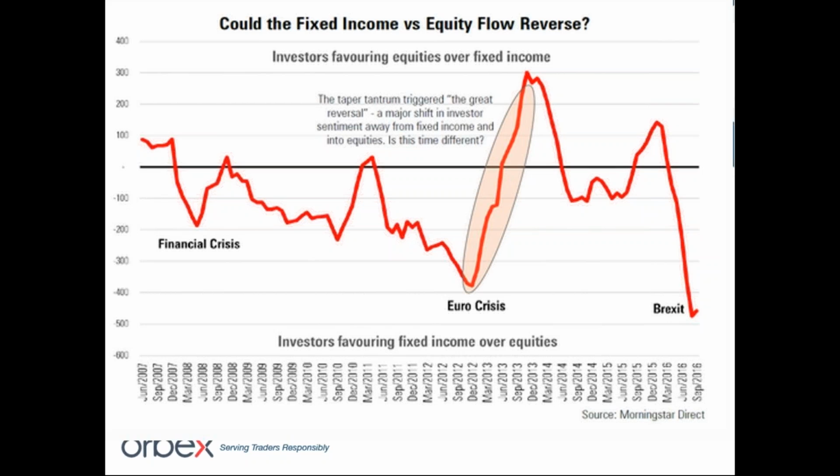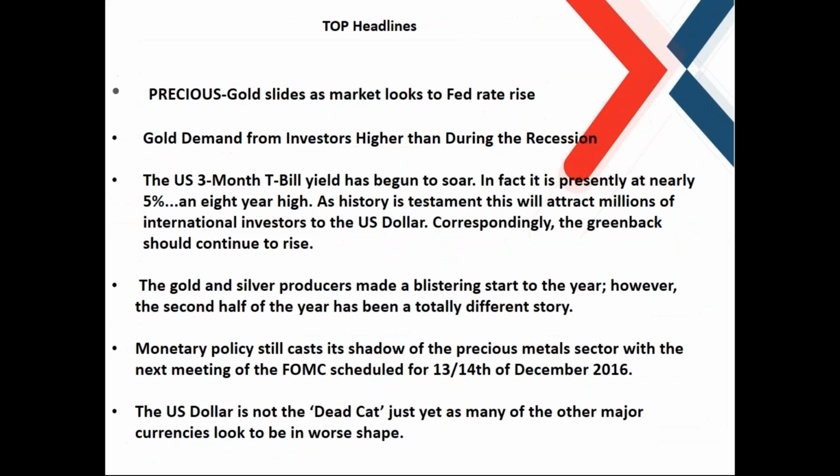Now I'd like to show you this illustration here. There's a question right at the very top: could the fixed income versus equity flow reverse? Let's put that aside, it being quite a high-end type question, and just look at the circled, oval-like shape. It's got a name for that kind of shape, but it's not in my mind at the moment. Just look at that oval-like shape there under Euro crisis.